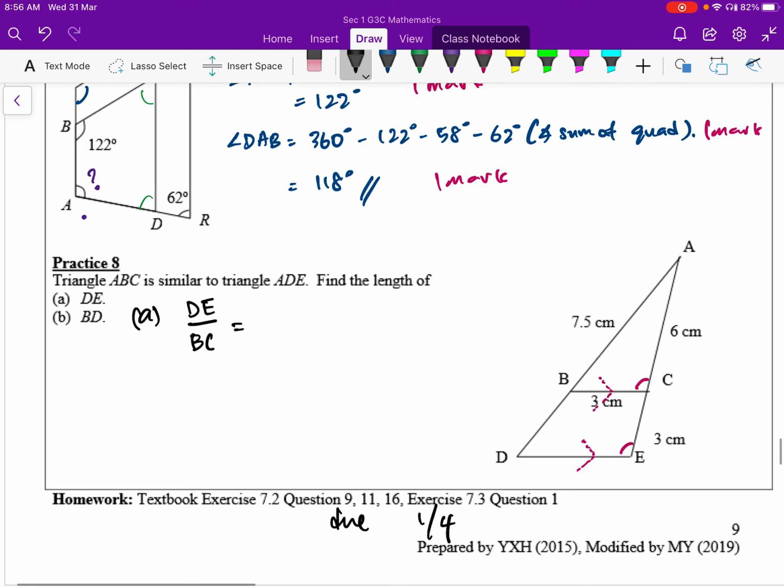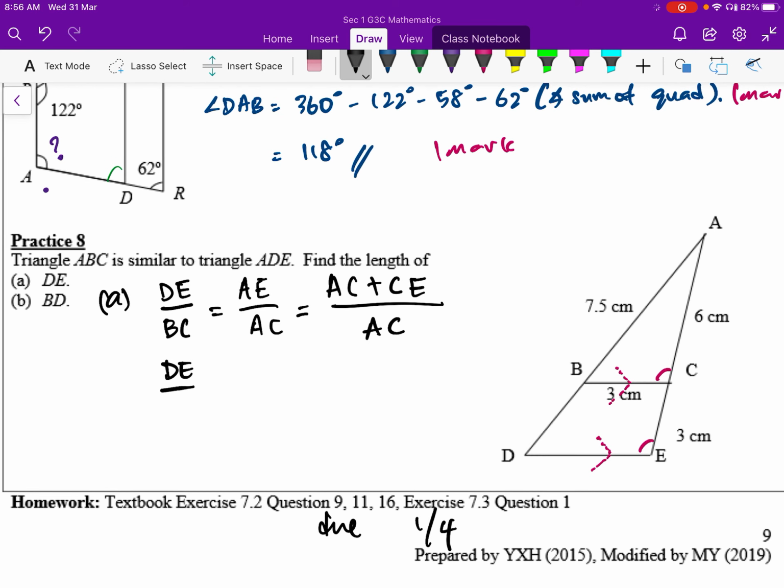AE over AC. Then you continue to tell me that AE is actually made of AC plus CE, over AC. Now I can fill in the blanks. DE, which is what we want, that's why we put it in the top left-hand side of the fraction. BC has a value of 3. AC has a value of 6 plus CE value of 3, over AC, another 6. So 9 over 6. So therefore DE will be 3 times 9 over 6.